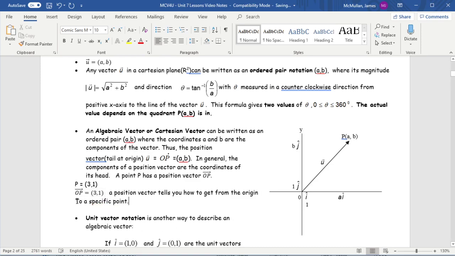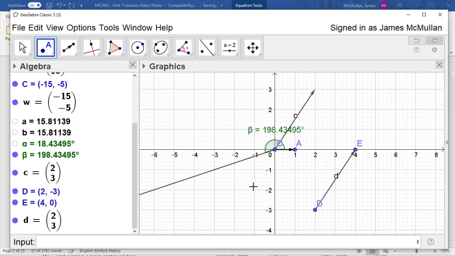Now, of course, these things are very strongly related. The point is 3, 1, and the position vector is 3, 1. It's just that I feel like people mix up what is a point and what is a vector all the time, and it really throws them off later in the unit. So if it feels strange that I'm making such a big deal of this, just try to bear with me and understand that this is an important thing to understand.